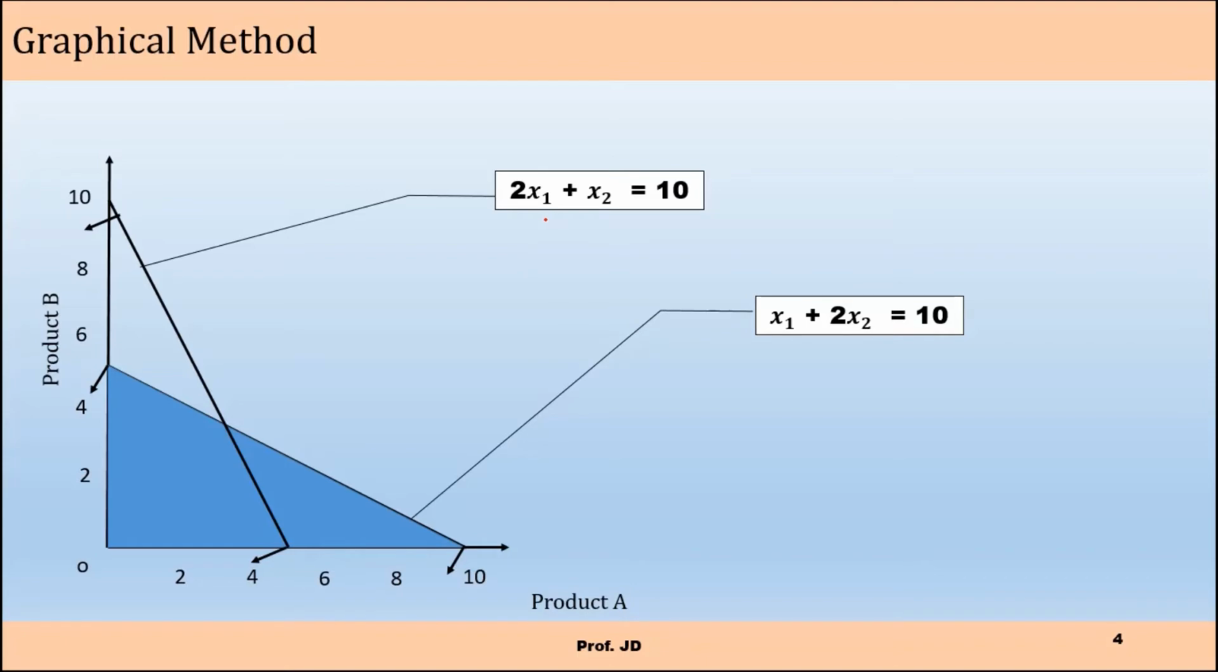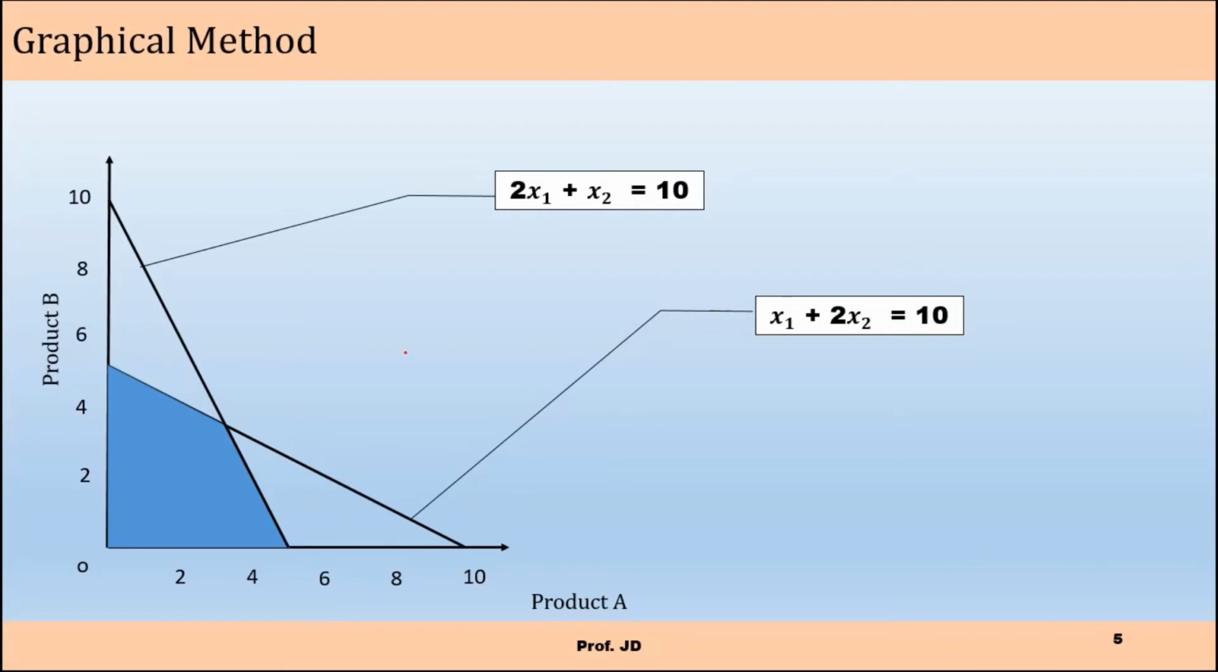Put the value of x2 equal to 0, you will get the value of x1, that is 5. Put the value of x1 equal to 0, you will get the value of x2, that is 10. So 5 and 10, connect these two points. Okay, so now this region will satisfy both the constraints, right? So let's say this is the region that satisfies these two constraints.